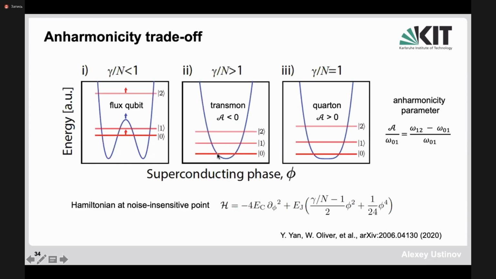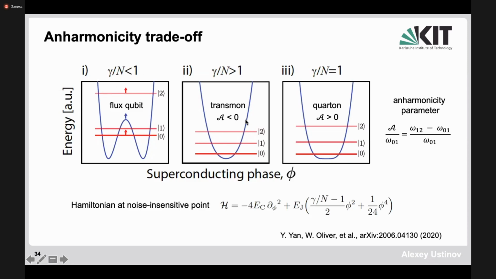So this is again the illustration. If you're in the transmon regime, then you have slightly negative anharmonicity. So this relative anharmonicity is A divided by the frequency f(0,1). It's negative. So it's f(1,2) minus f(0,1), because f(1,2) is smaller than f(0,1). A is negative, and therefore it corresponds here to transmon. If you go to flux qubit, then the anharmonicity is strongly positive.